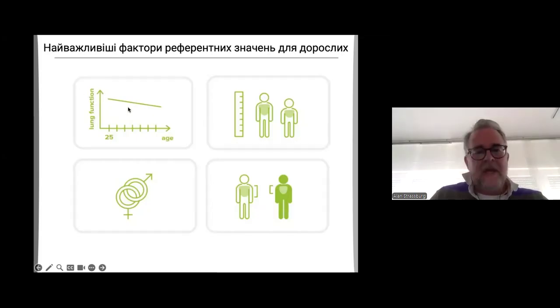For example, the age. The lung function deteriorates with age. The body height: bigger people have greater lung volumes than smaller people, obviously. The sex is important, and the origin of the person is important.